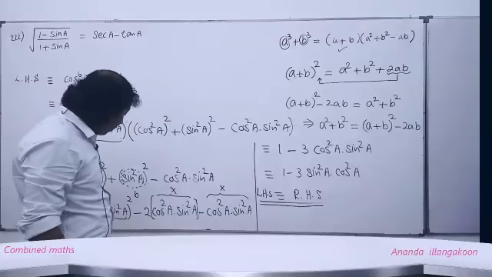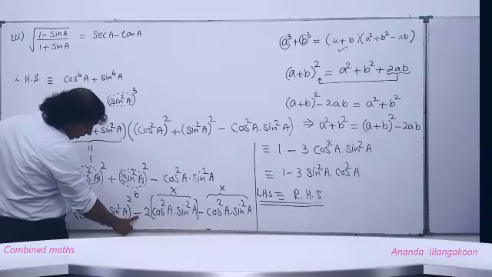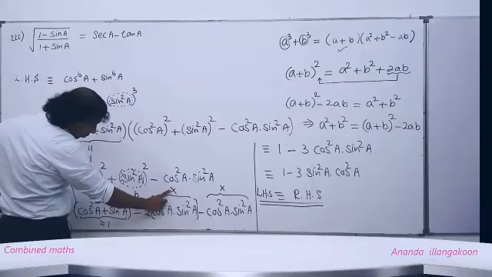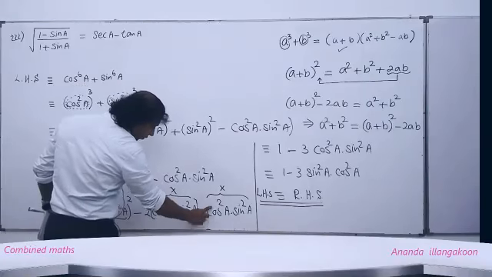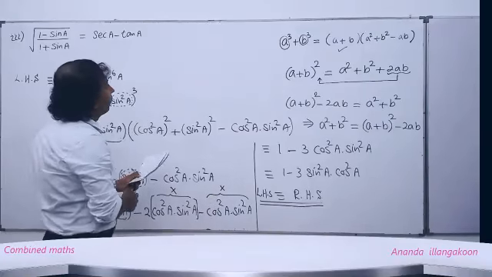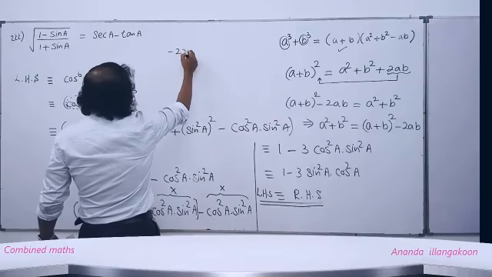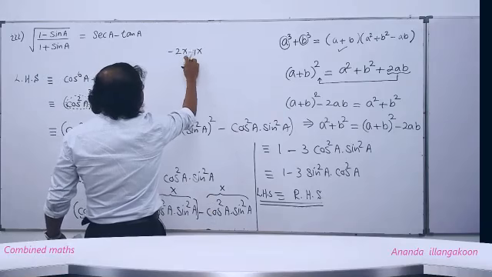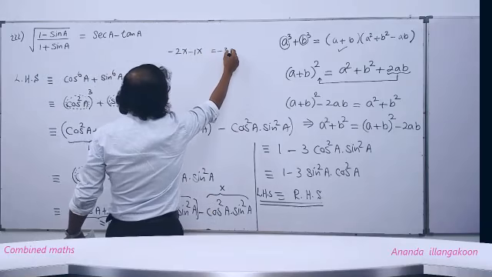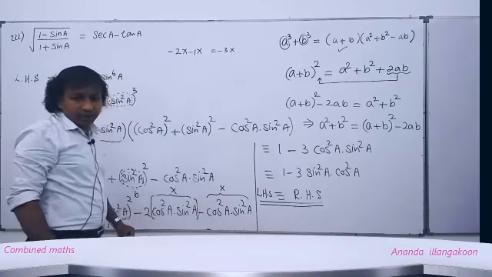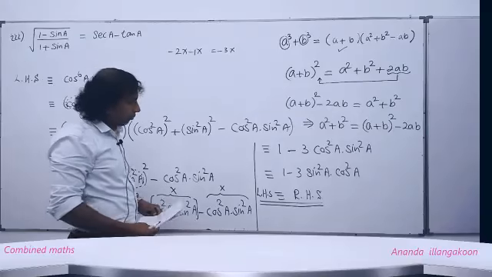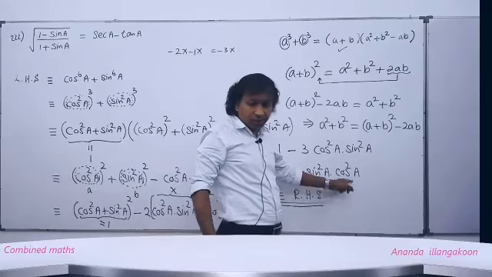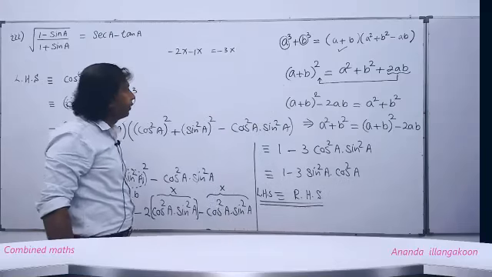Asking how do you get 3. Minus 2x minus x. Minus x means minus 1x. Minus 2x minus x is minus 3x. Understand? But x is what? Sin squared and cos squared. That's how.